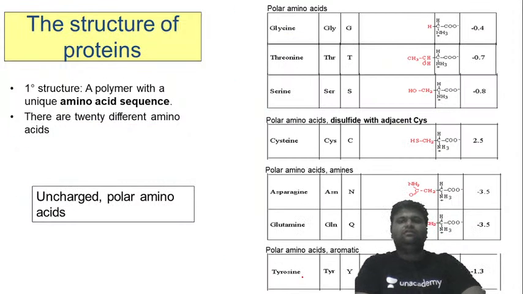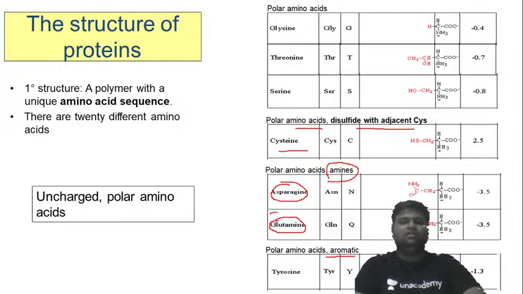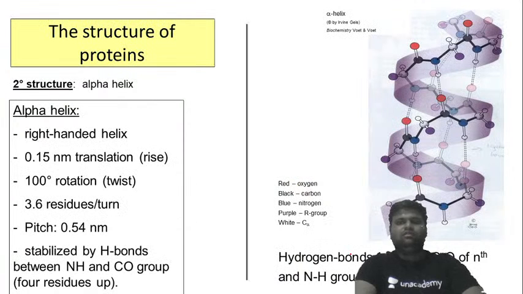Polar amino acid consists of glycine, threonine and serine. Polar amino acid with the disulfide adjacent consists of cysteine. Amides in case of amino acid consist of asparagine and glutamine. And polar amino acids in case of aromatic contains tyrosine.